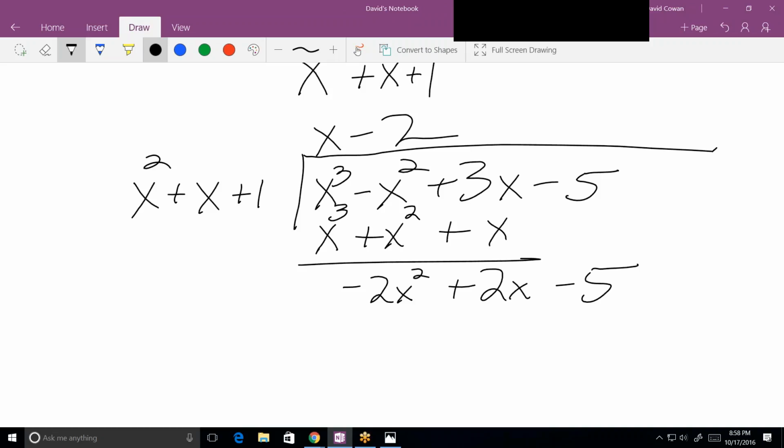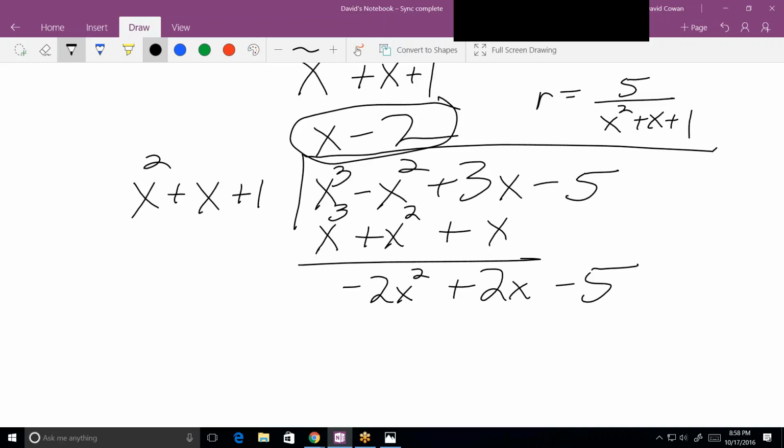In other words, if I now multiply this minus 2 back here and I get some remainder, let's say I have a remainder of 5, that's going to be divided by this divisor. Well, the equation of the slant asymptote is that, regardless of the remainder. Oh, so I don't have to worry about the remainder. No. In fact, that's why I said the moment you get that, you're done. You don't need to finish out the problem.